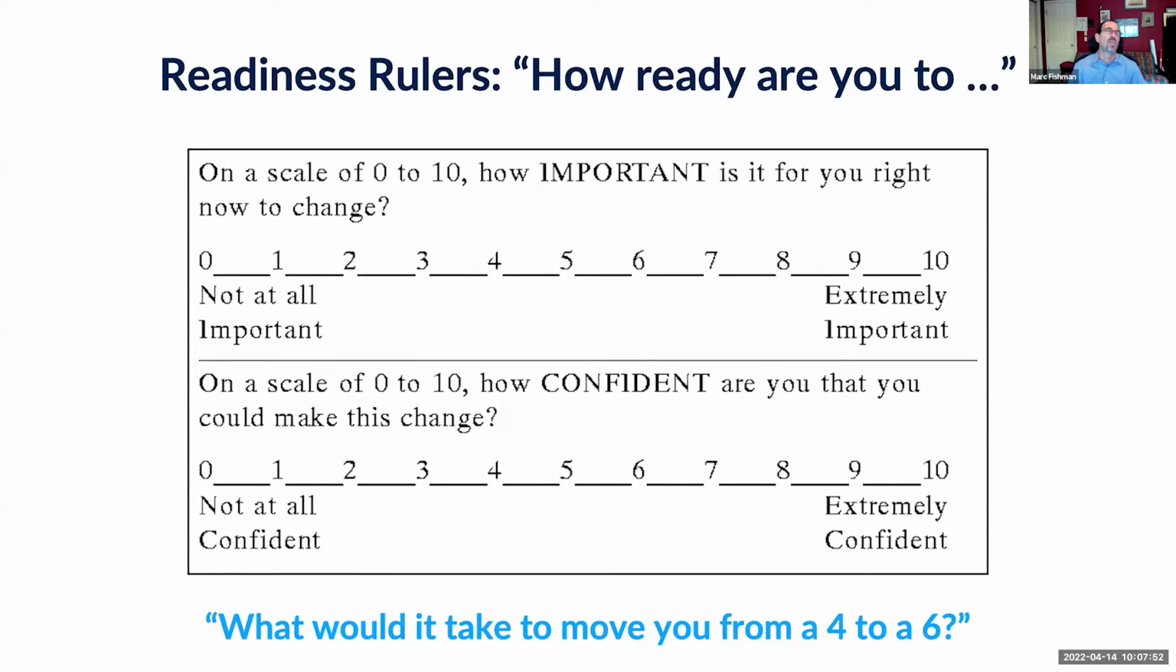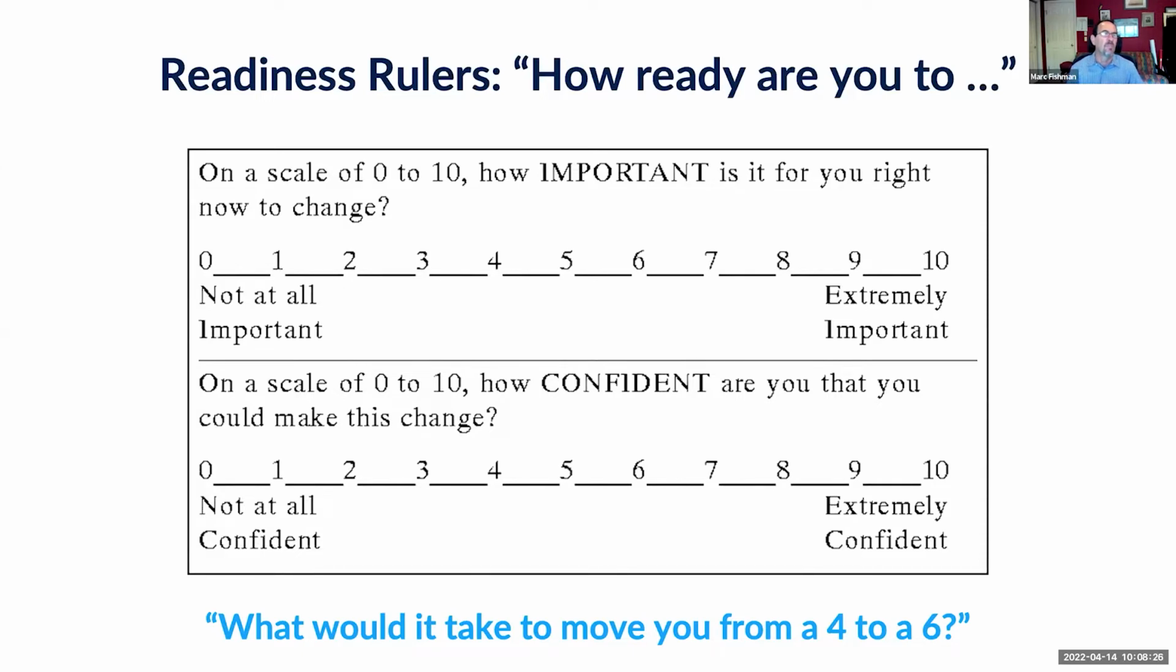And this can occur for any particular question. How important on a scale of 1 to 10 is it for you right now to change your behavior on using substances, to change your academic performance, to change your interaction with your parents, whatever the particular target is? How motivated are you to do it? And that's important because they might say not at all. They might say very important. More often it'll be somewhere in the middle.